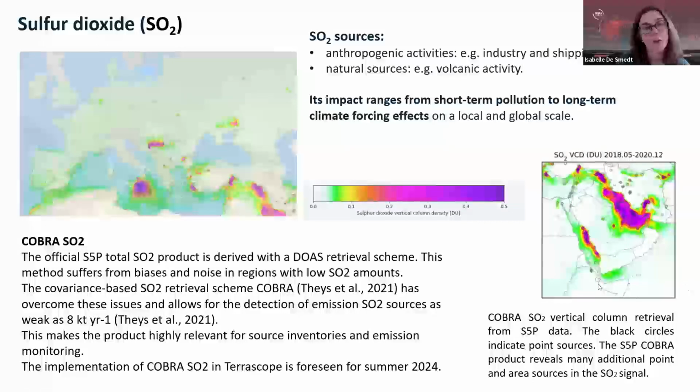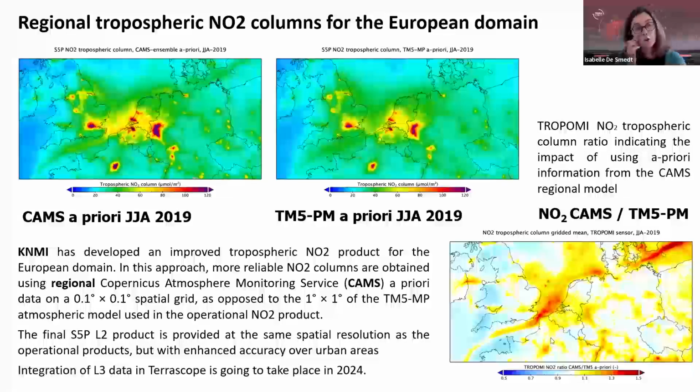Here are some examples. For NO2, the operational product is using as a priori profile the global TM5 model. And so KNMI has developed an improved tropospheric product for the European domain, which is using the CAMS regional model as a priori profile. And this allows to improve the spatial resolution of the product for Europe.